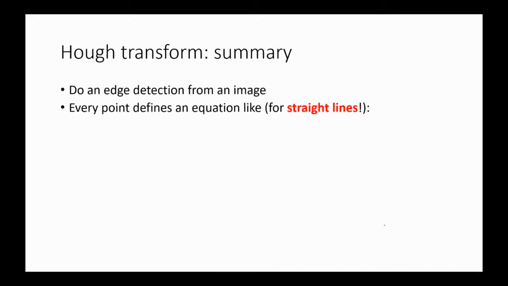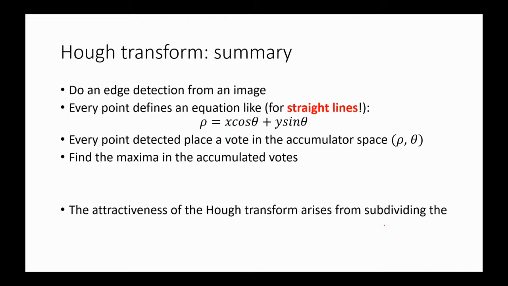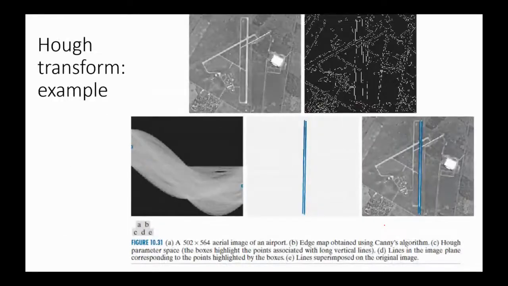So that's all there is to the Hough transform. So basically you do an edge detection from an image. Every point defines an equation, so for straight lines it will be an equation like this. And every point detected places a vote in the accumulator space, ρ and theta. You find the maxima in the accumulated votes, and that's all there is. The attractiveness of the Hough transform arises from subdividing the whole parameter space into accumulator cells.